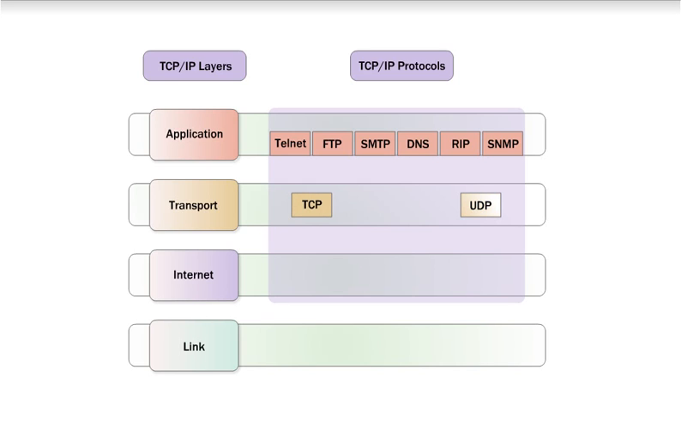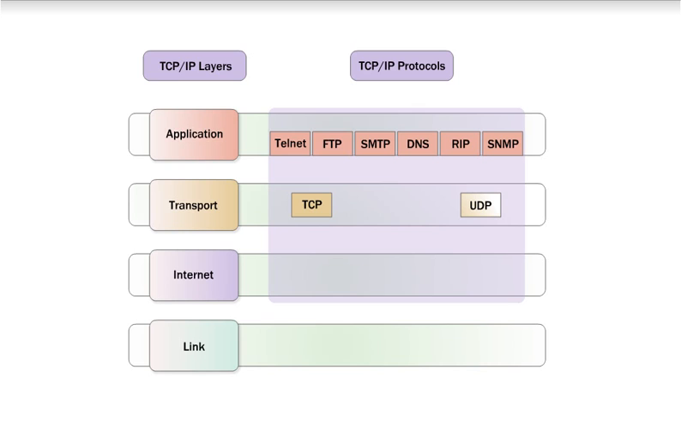UDP, the user datagram protocol, is a connectionless protocol. When it sends a packet to a host, it does not check that the recipient is ready, and when it receives a packet, it does not acknowledge it. Because it does not send the large number of messages that TCP uses to ensure that packets are delivered, it requires much less bandwidth than TCP.